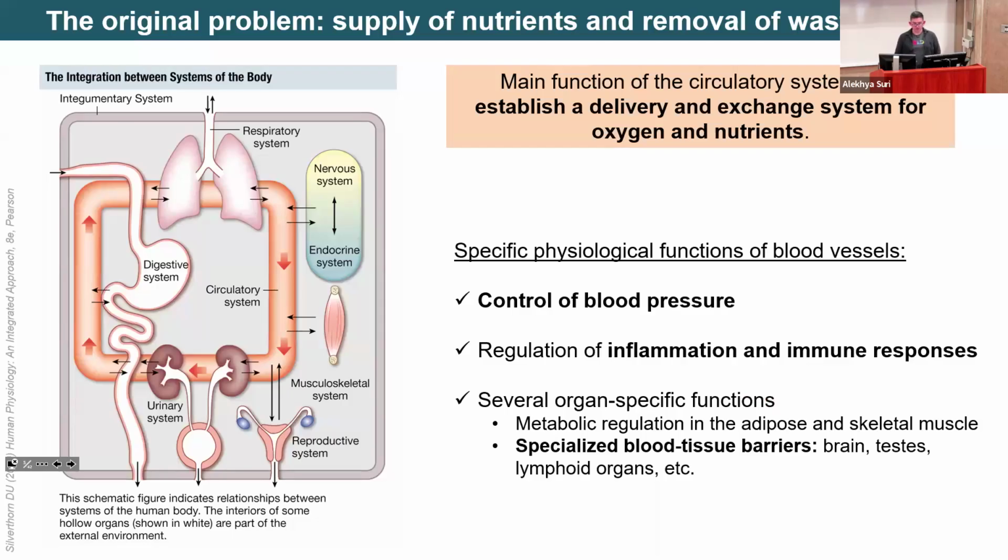They regulate immune responses, and they have organ-specific functions, such as the regulation of metabolism in adipose tissue and skeletal muscle. And there are specific organs in the body that establish particularly strong barriers between the blood and the tissues, right? Those barriers are important in the brain. It's super important that the brain doesn't accept things that it doesn't need, right? So there are very few things that can cross the blood-brain barrier.